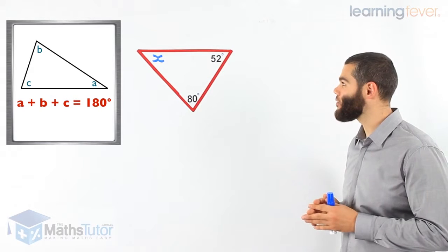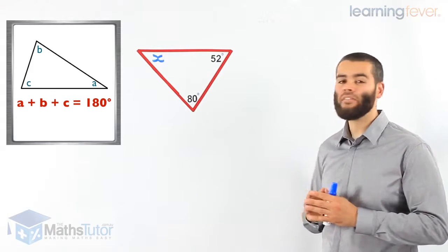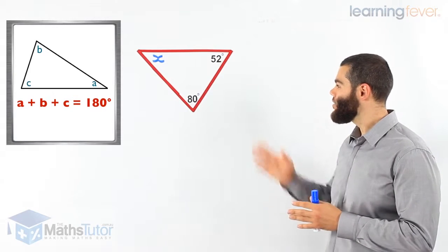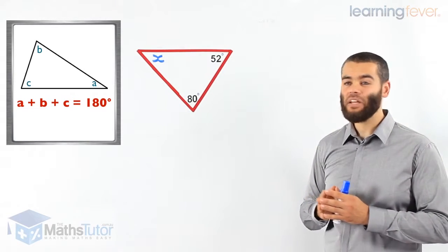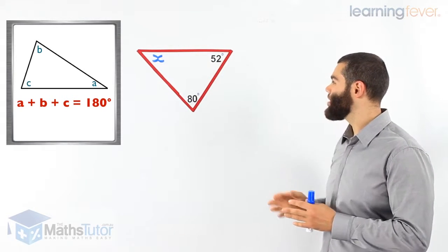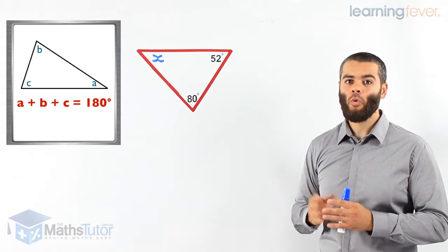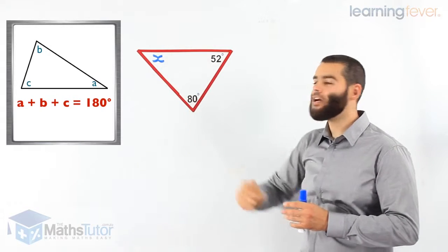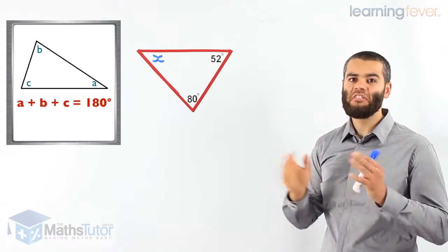Here we have a triangle, and we're asked to find the missing angle marked with an X. We can see that this angle is marked at 80 degrees, and this angle is 52 degrees. We need to find the size of this angle here marked with an X. This is how we do it.